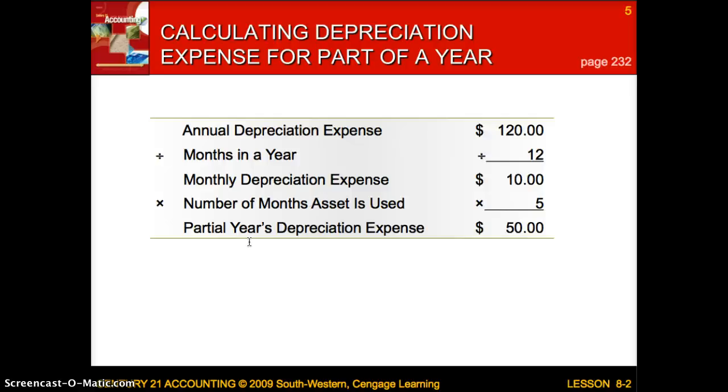Here is that part of a year that we just talked about. If you had an annual depreciation expense of 120, you would divide that by 12 months of the year to figure out you had a depreciation monthly expense of 10. You'll figure out how many months it's used in that year, and that would be your partial year depreciation expense.